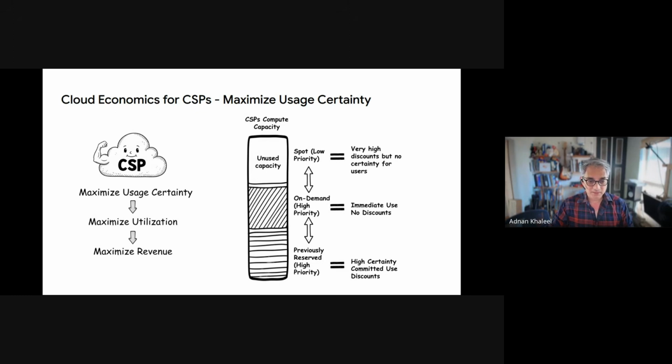Now, because all of these things are very elastic, what the CSP does is say, rather than just letting this unused capacity go to waste, I will offer it as a product at a different pricing called spot, which is very, very low priority, and you get very high discounts for using spot. Again, I'm not going to go into all of the details. John's got a slide which talks about this. But what spot means is there is a lot of uncertainty for you, because your jobs could be preempted if one of these other tiers comes in and says they need that compute.